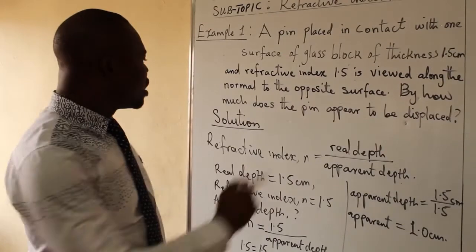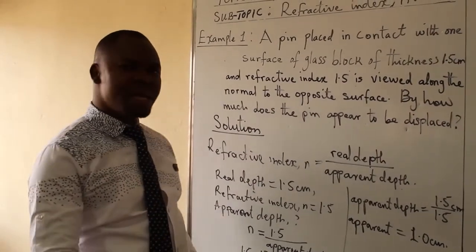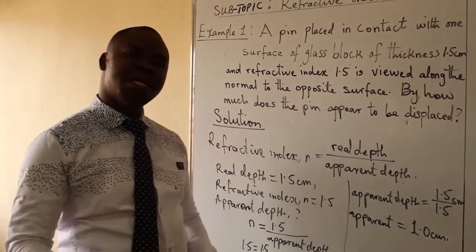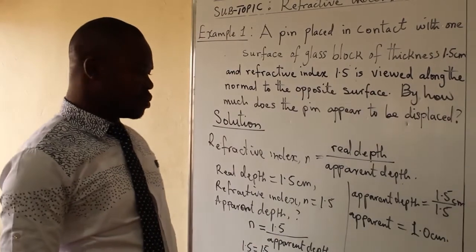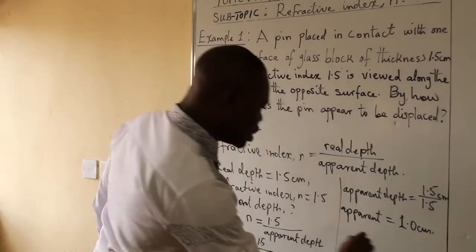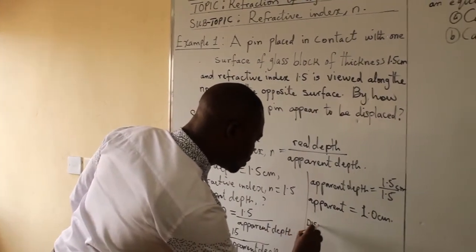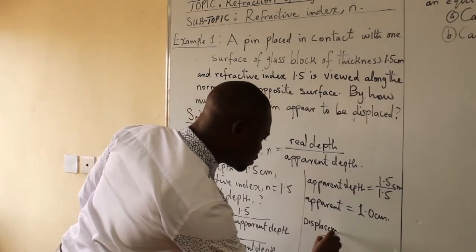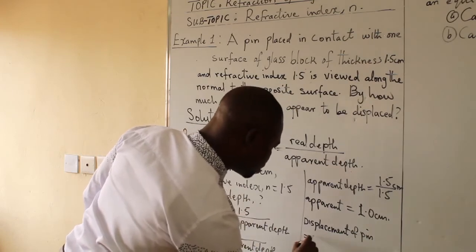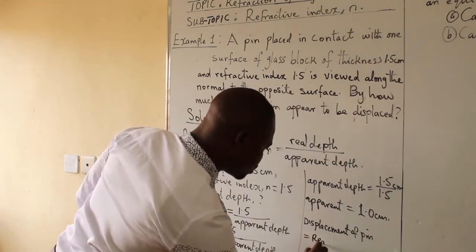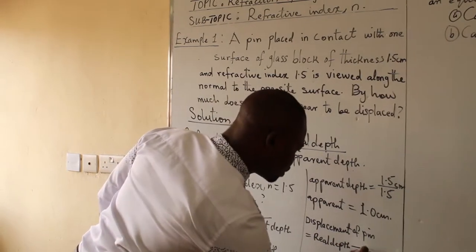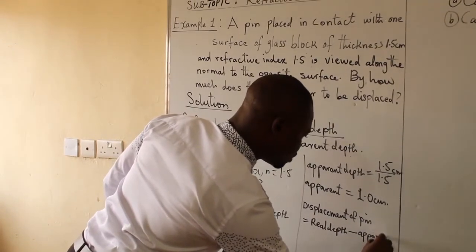The question says, by how much does the pin appear displaced? So it means for it to be displaced, we need the difference between the apparent depth and the real depth, that is the actual size, the thickness. So displacement of the pin equals real depth minus apparent depth.